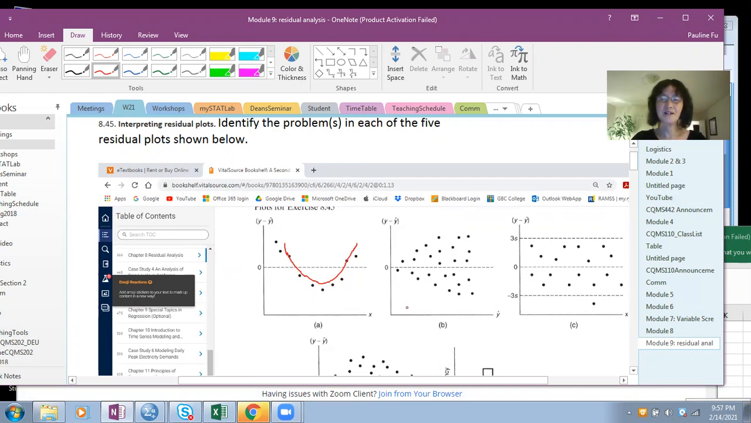Now the second one is the residue plot against the predicted y, which is y hat. This plot has a pattern. As y hat increases, the residue also increases, so it is fan-shaped. That means unequal variance exists, so that is not a good residue plot.